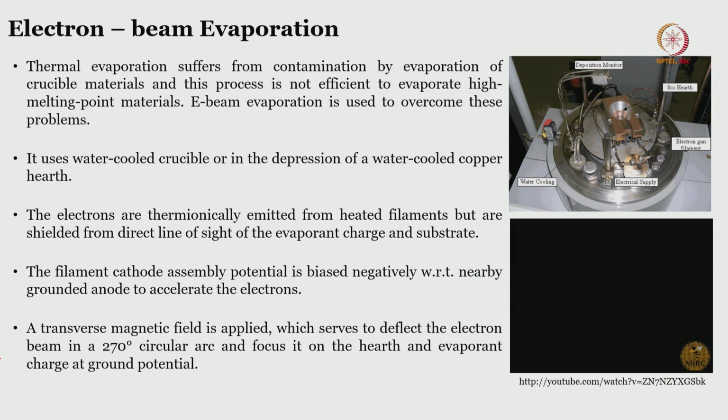So, you can see here there is a deposition monitor, right. You can see very clearly it is a QCM. We talked about the quartz crystal monitor, right. People use different terms, we said deposition monitor, fine. There is an electron beam filament, there is an electrical supply, there is a hearth, there is water cooling, and you can see that the crucible is loaded here, and then the E beam will come and is directed towards the source in the crucible, so that it melts and starts evaporating.